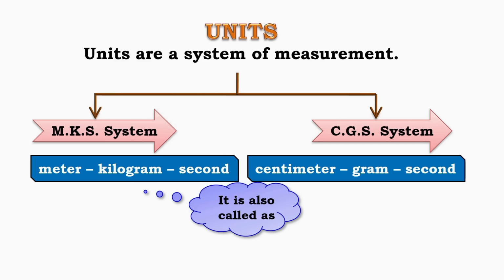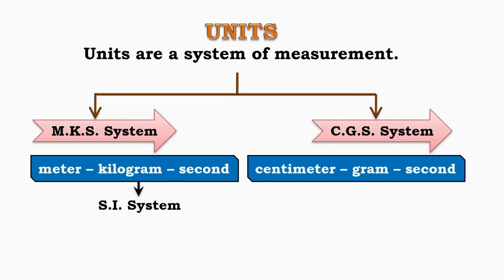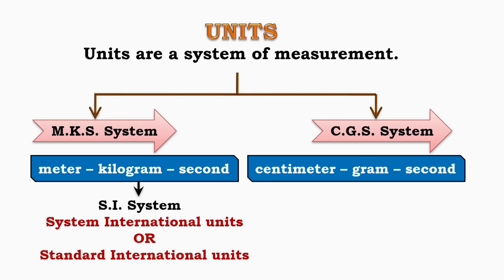The MKS system is also known as the SI system. SI stands for System International Units, also called Standard International Units. The SI system is accepted and used all over the world, which makes measurements uniform and easy to understand everywhere. So, to measure physical quantities accurately and universally, we use standard units, and the most commonly used system is the SI system.